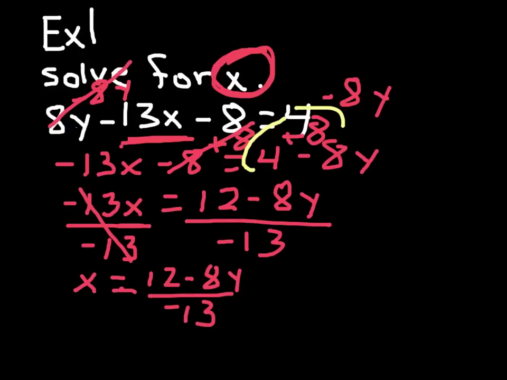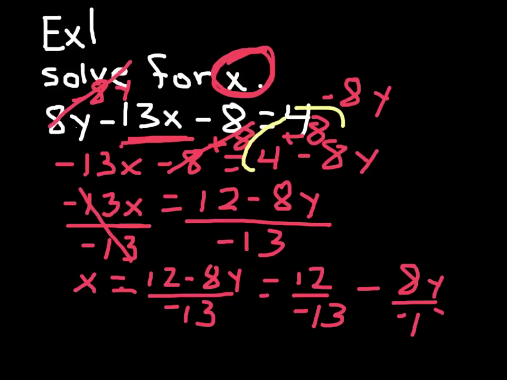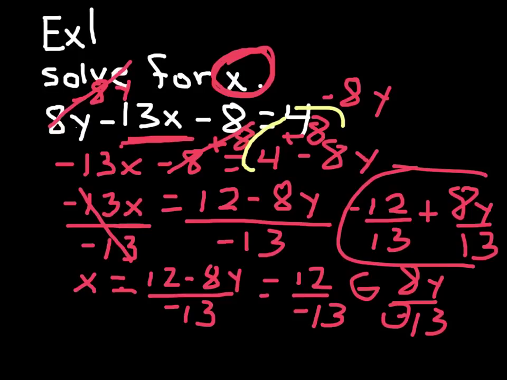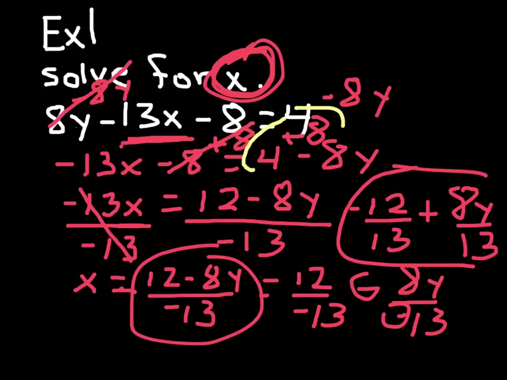Now remember, you can also write that a little different way too. I can write this as 12 over a negative 13 minus 8y over a negative 13. And notice that I have a minus and a minus here. So really I could write it as negative 12/13 plus 8y over 13. Either answer is good. This one or this one are acceptable answers. The whole thing is that we solved it for x. We got x by itself, and we isolated it on the one side.